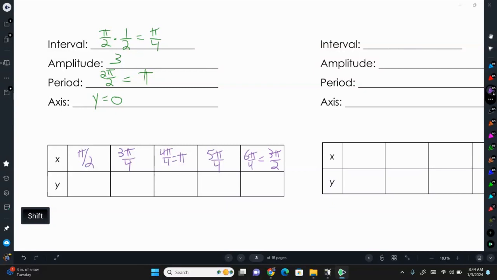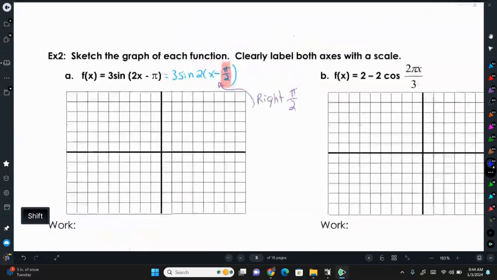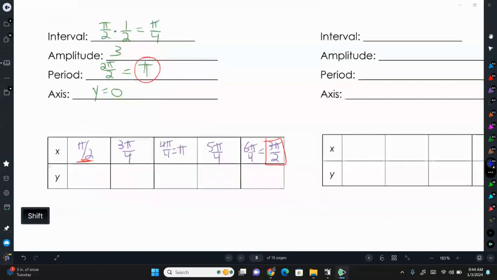And you might say, well, my ending value is not the same as my period anymore. Well, that's because we were shifted pi over 2 to the right. If I were to take the period pi and add pi over 2, that gives me 3 pi over 2. Right, now the y values. For the y values, we are starting at the midline because it's a sine function. So 0, then up to the amplitude, which was 3, down to 0 again, the midline, then down to negative 3, and then back up to the midline.